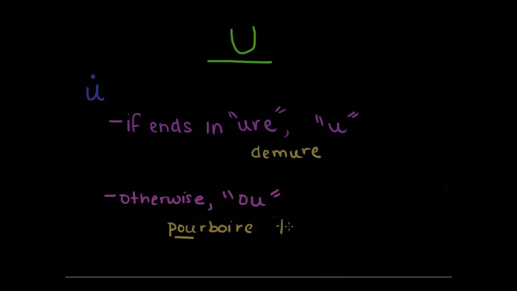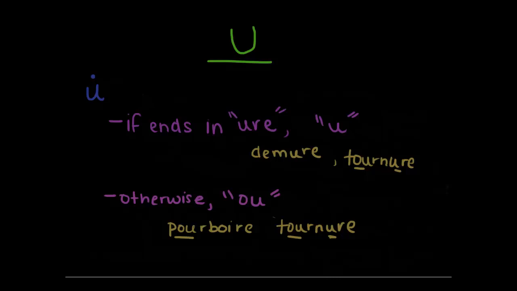Tournure. Here's a perfect example of both, actually. Tournure here, and the U here because it ends in URE. So this could be up here too. Tournure. Got that sound twice. And you can see this is like the perfect example word, role model here for this sound. Otherwise, OU if it's not URE at the end, so in which case it's going to be a U. So that's it for a U with one dot.